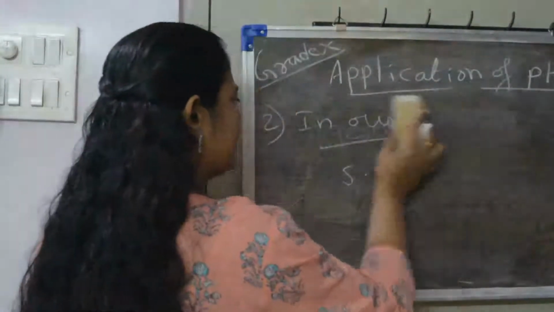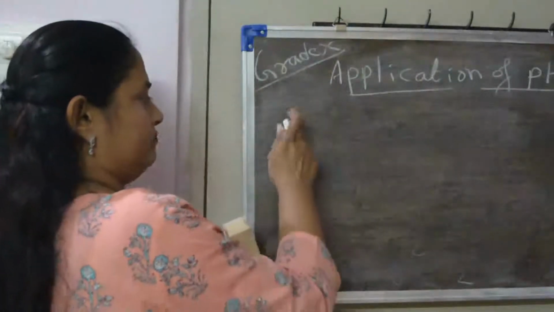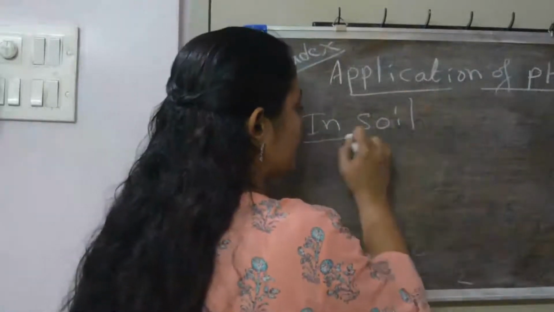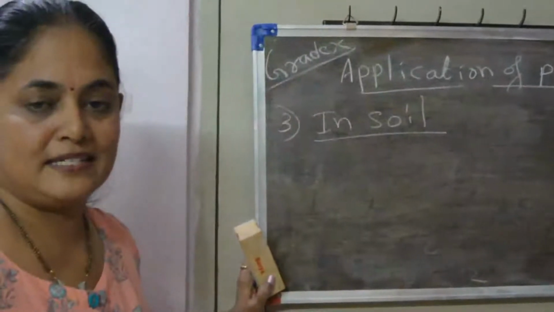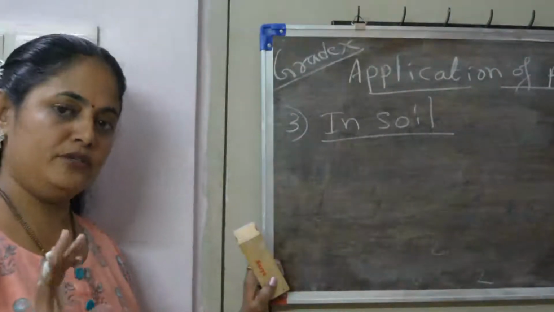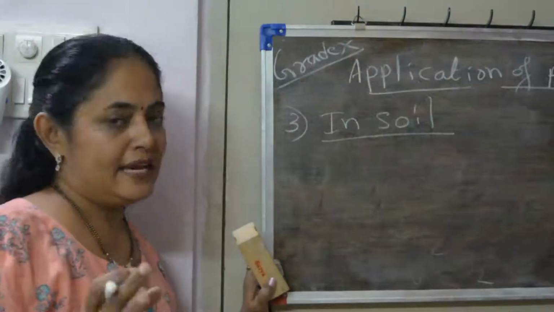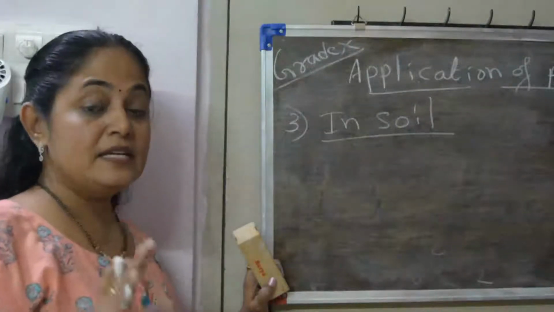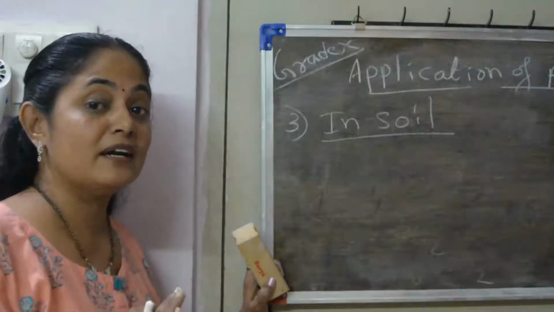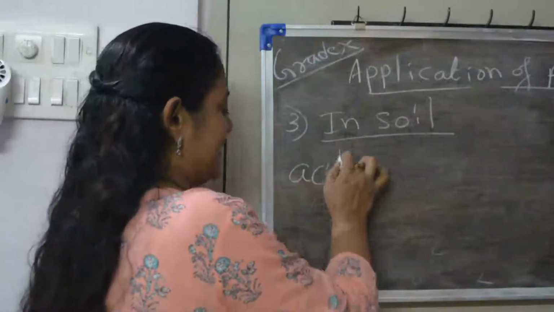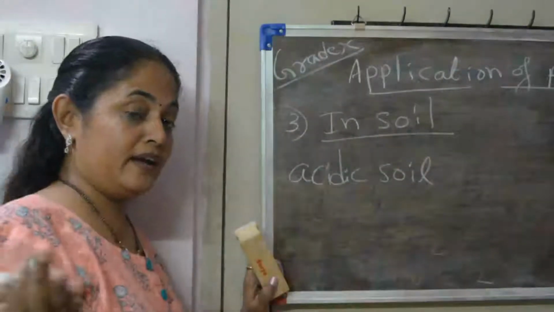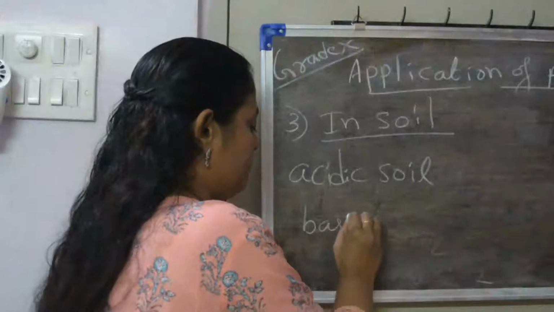Now the third application you can say is in soil, that is plants and animals you can think about. First I will talk about soil, or rather plants, and how they survive. Now soil, normally it should be neutral. Neutral means what should be the pH value? Yes, it should be almost 7. Sometimes the pH becomes less than 7. That means the soil becomes acidic, then we say acidic soil. And if it is more than 7, like 9 and so on, then we say it is basic soil.